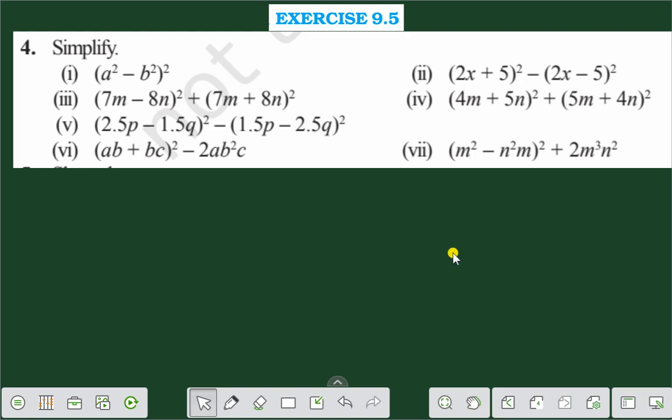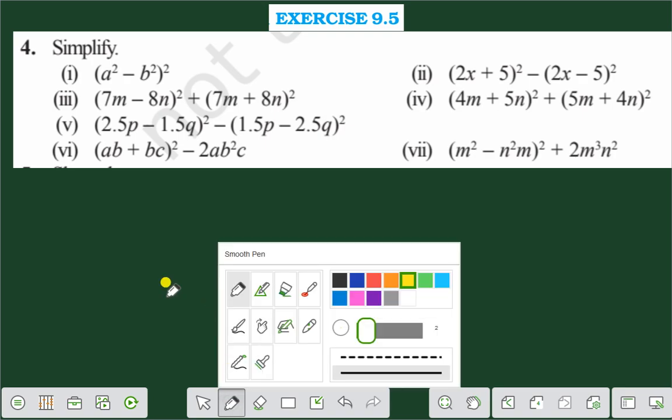Hello everyone. Today we shall discuss exercise 9.5 question number 4, that is simplify. Here we will use the identity a square minus b square equal to whole square. First, by writing the question.